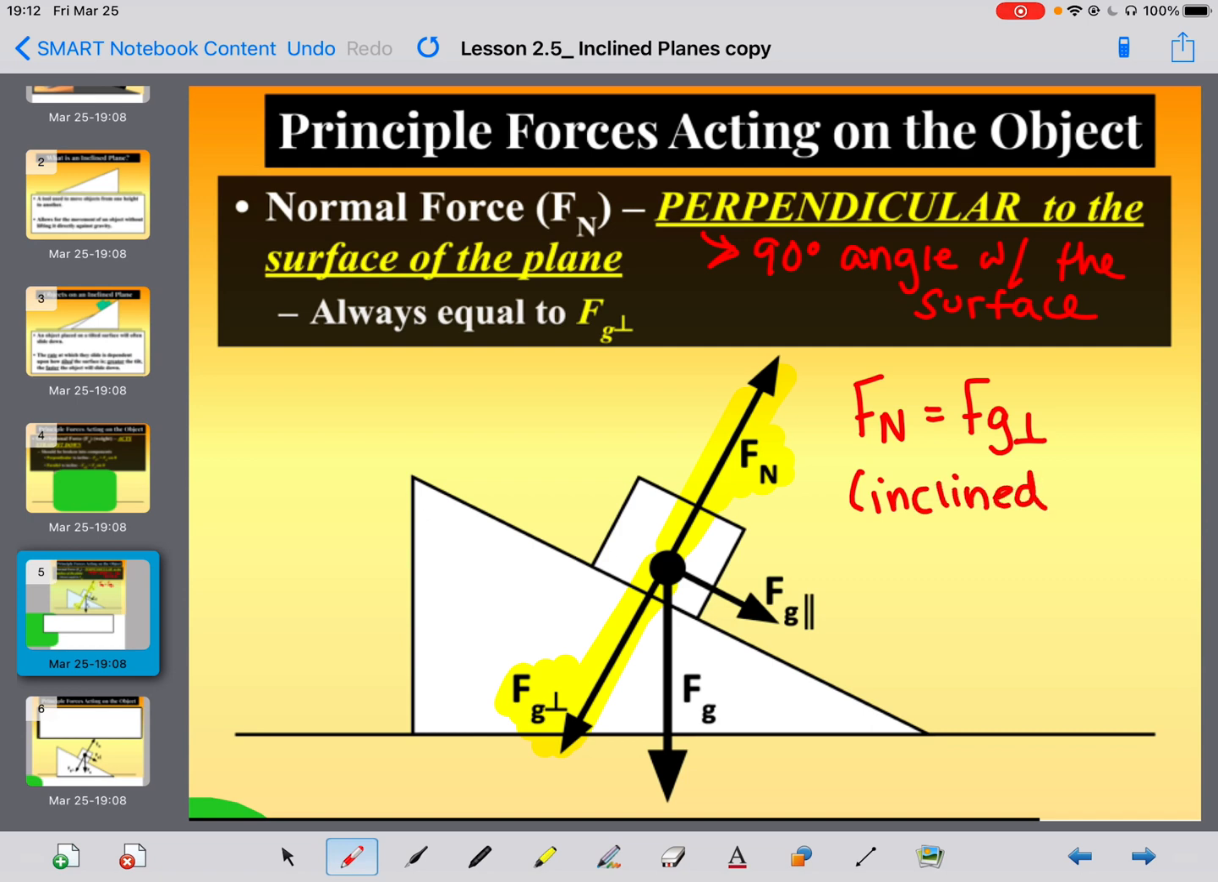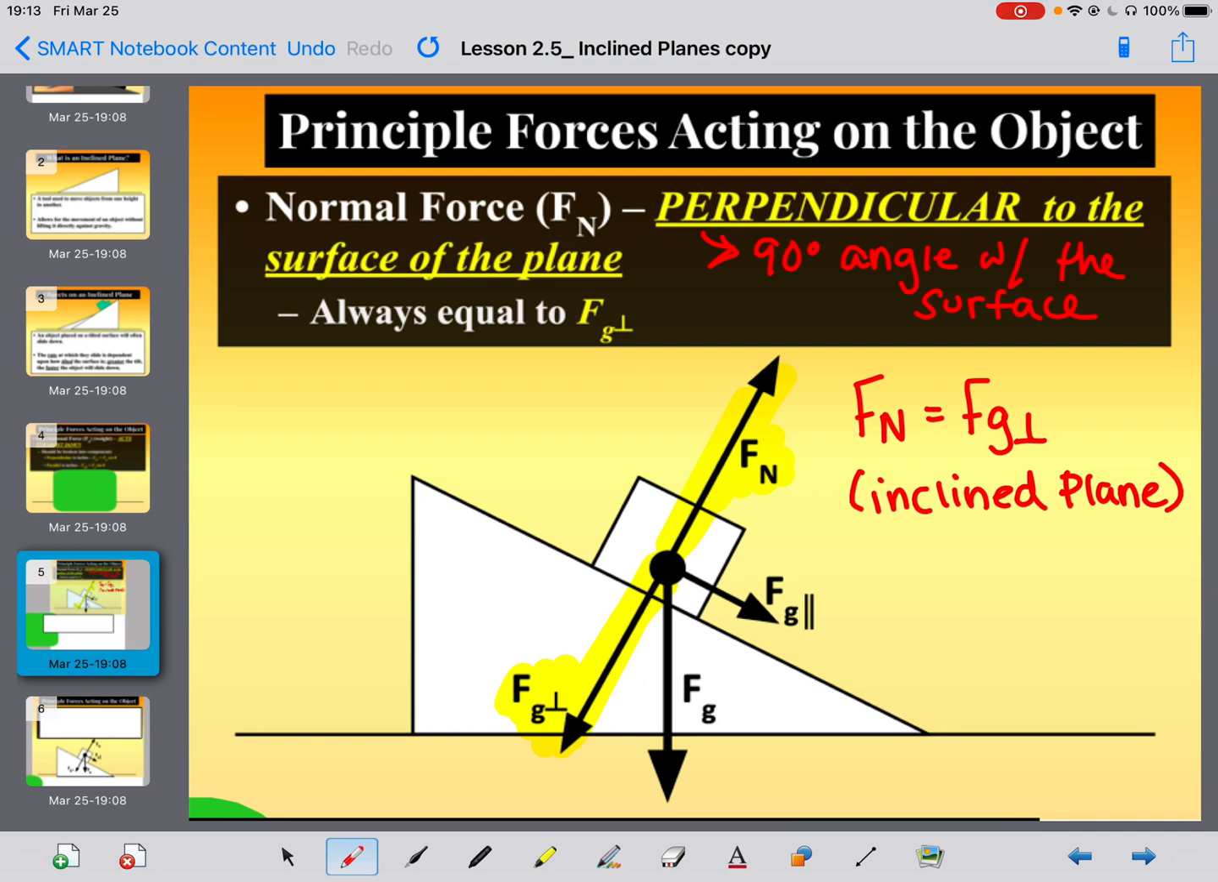Because we know that if we were on a flat horizontal surface, we could say that FG is equal to the normal force. But here, like I said, we're not on a horizontal flat surface anymore. We are on an inclined plane, so we do have to use slightly different terminology. FG perpendicular will always be equal in magnitude to the normal force.